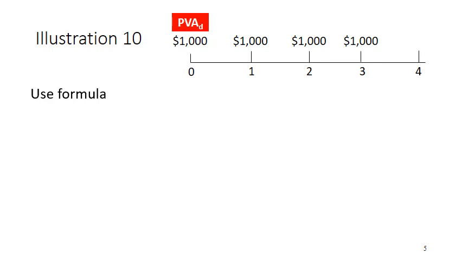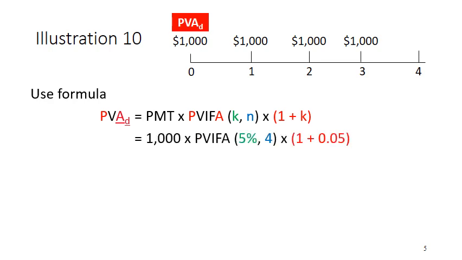Let's use the formula to find the answer. Using the table formula. Take note, this is annuity due, so you have this 1 plus k here. Substitute the figures in. Refer to the PVIFA table to find the answer.